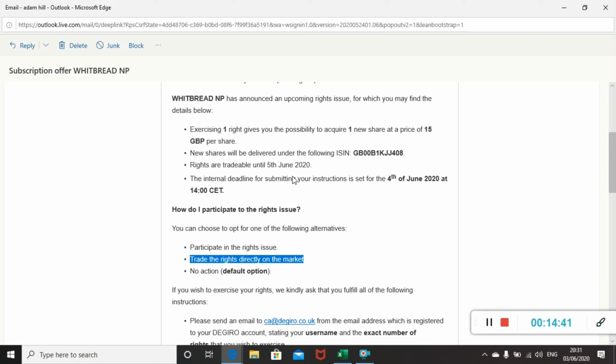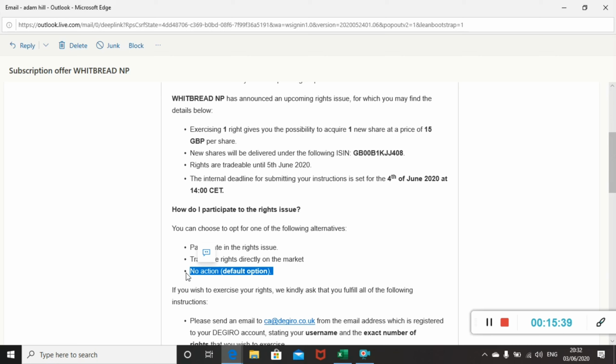Then we have option three, which is the default option, meaning if you do nothing, this is what's going to happen. No action is what they call it in here. It's essentially letting your rights lapse. And this is the option that will most likely leave you out of pocket, because if you don't exercise your rights or sell your rights, options one or two, then your shareholding is going to dilute. And the email doesn't mention any payment for letting them lapse, which means you'll be out of pocket. So obviously you want to avoid this happening.